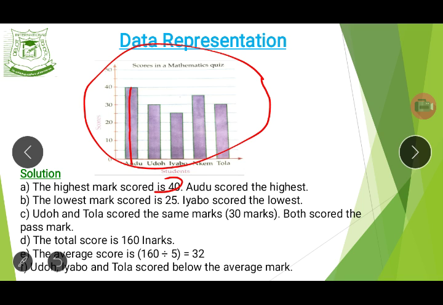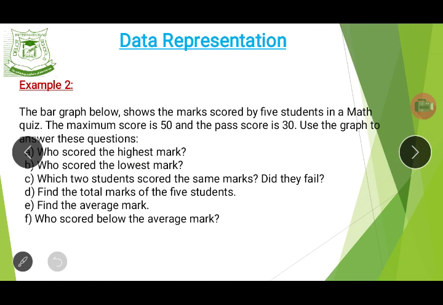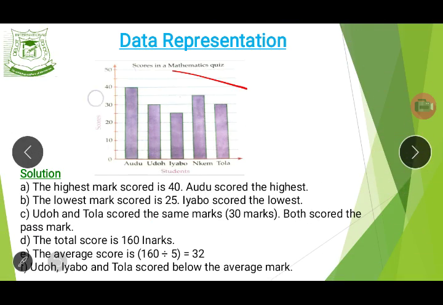And then who scored it? It was Ahudu who scored the highest mark. Can you see that there now? Right? Now the second question, who scored the lowest mark? Look at this graph now. We'll find that this one looks like the lowest, right? And that was scored by, okay, this young person here called Iyabo. Do you see that now? So the lowest mark scored is 25 and Iyabo scored the lowest mark, right?